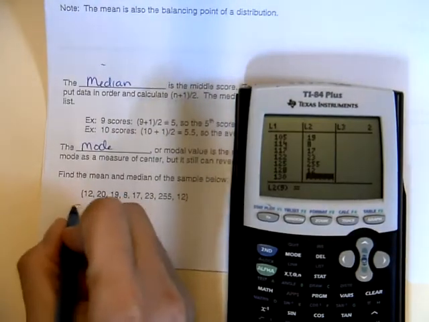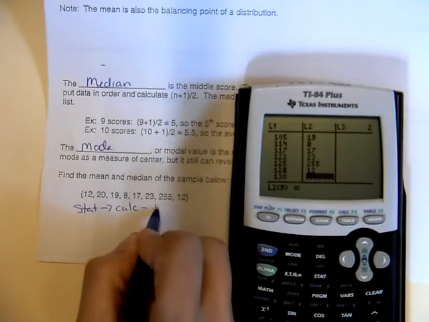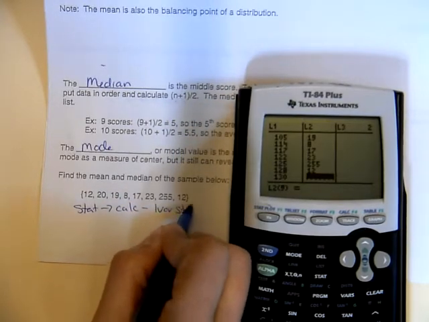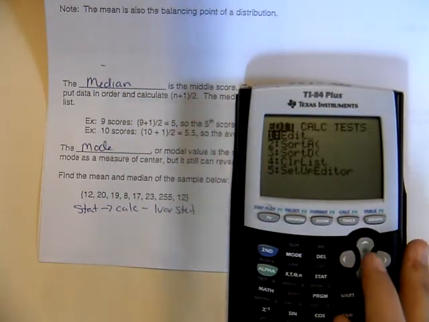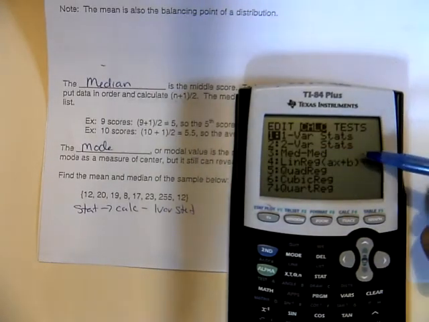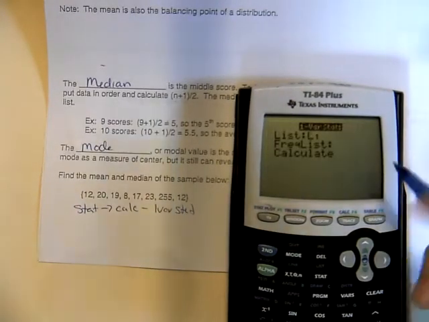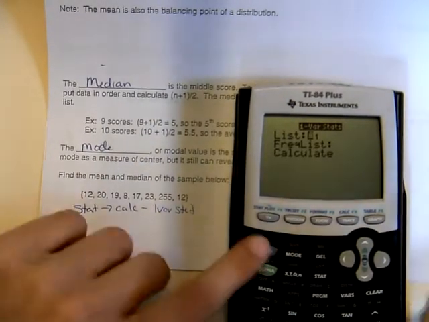So now I'm going to go to the Stat button again, and I'm going to go over to Calc, and I'm going to go to 1-Var Stats. So Stat, Calc. This first one is called one variable statistics. So if you have one variable, it tells you all the statistics. So if I press Enter, now again, mine's in list 2.